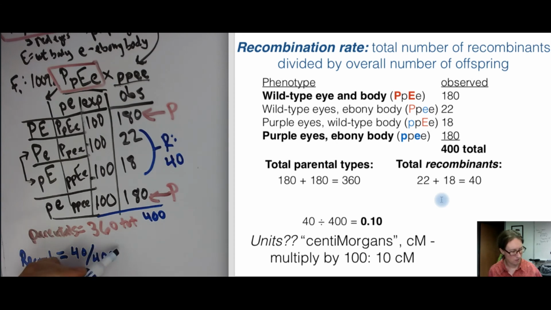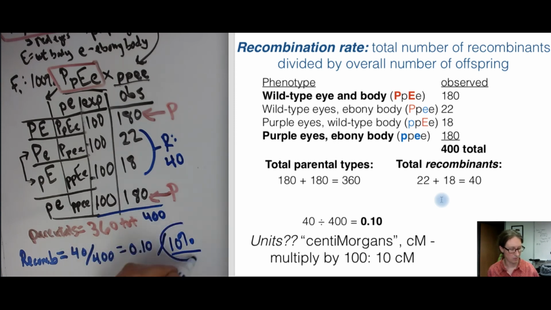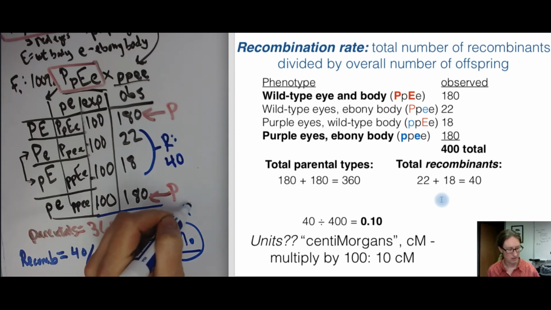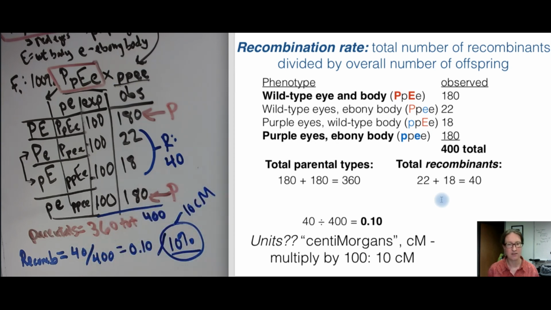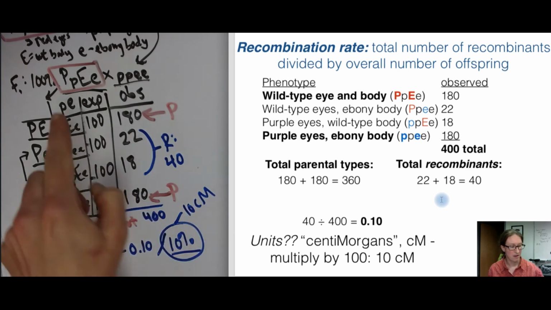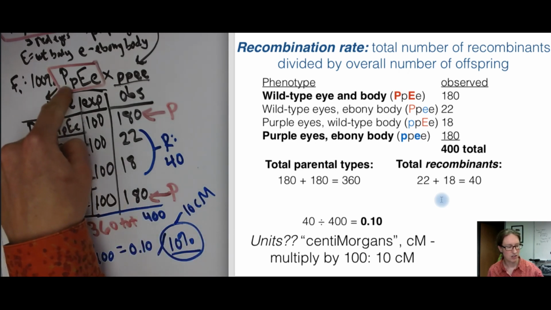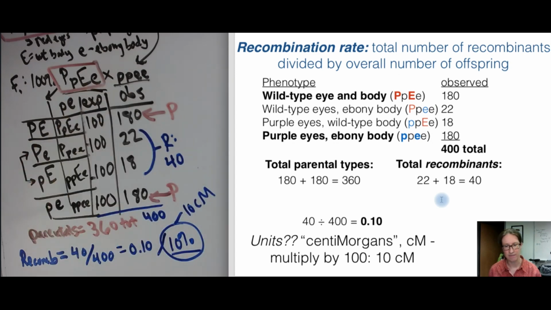So this gives us a recombination rate, or recombination frequency, of 0.10, or we could say 10%, or we actually use the units centimorgans, which are equivalent to percentage. So 10 centimorgans is our distance between the P gene and the E gene.